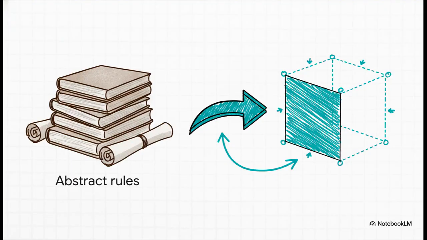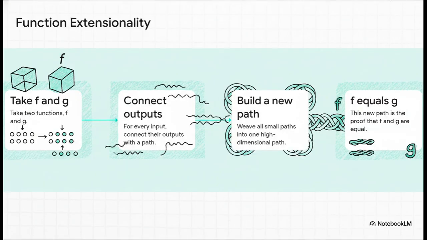The real game changer here is that we can now construct proofs in this super direct, tangible way. We're not just relying on a bunch of abstract rules anymore. We can actually build geometric objects that are themselves the proof. Okay, so take a classic problem from computer science.